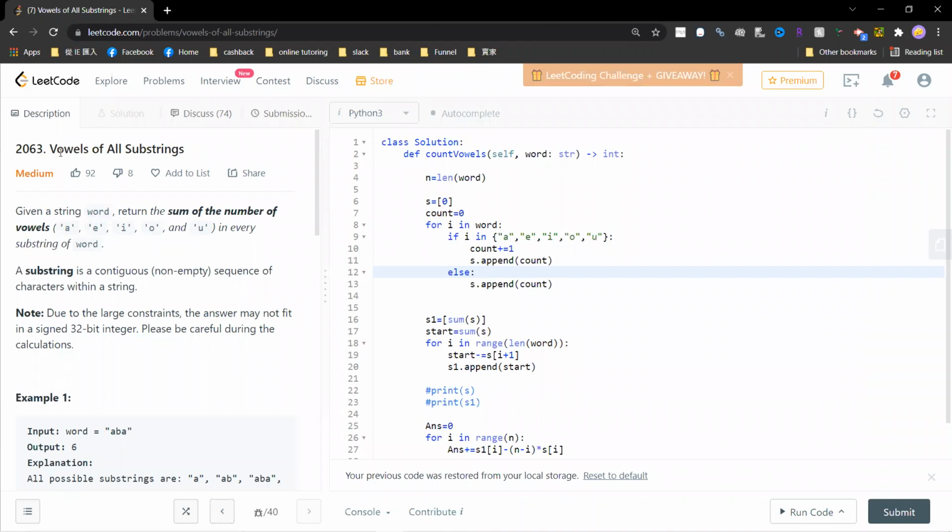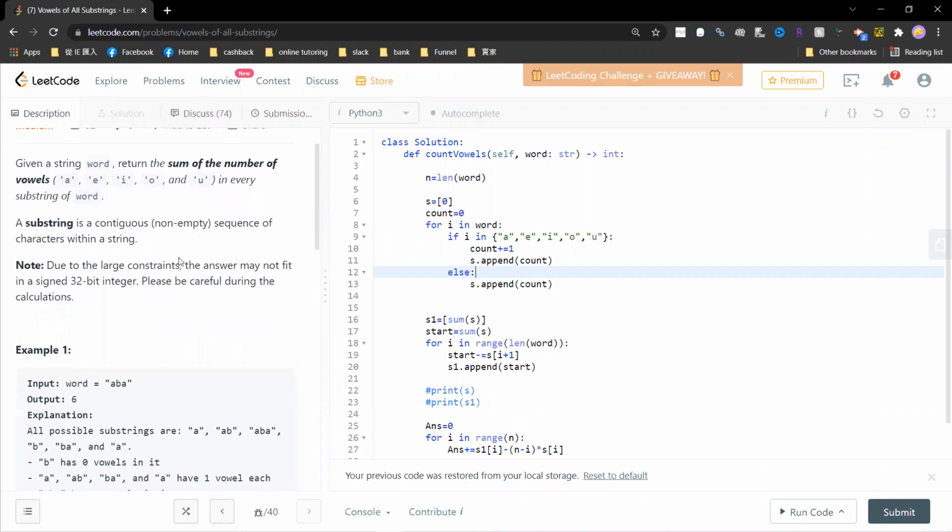Okay, so problem 2063, Vowels of All Substrings. This is like the contest problem from yesterday. Given a string, return the number of vowels in every substring. A substring is a contiguous sequence in a string.